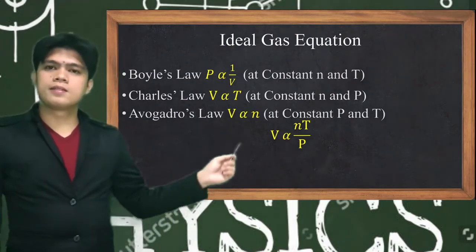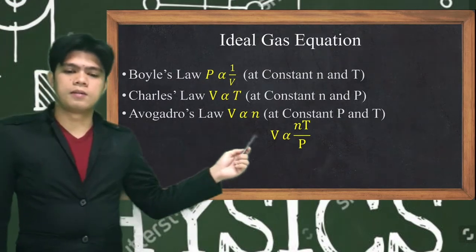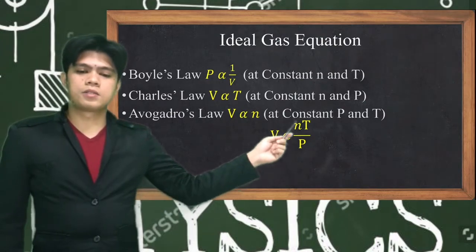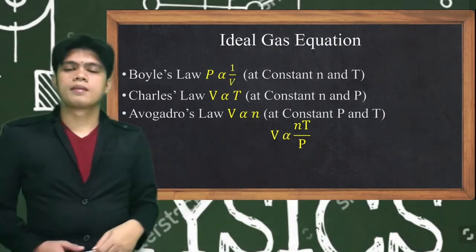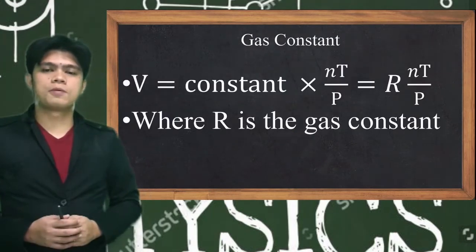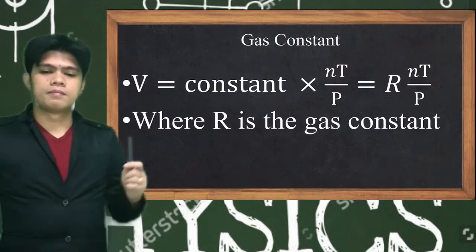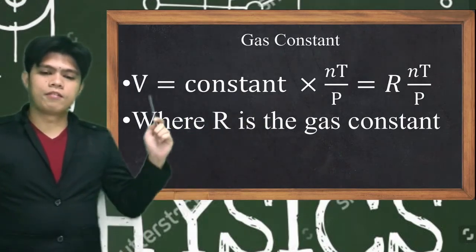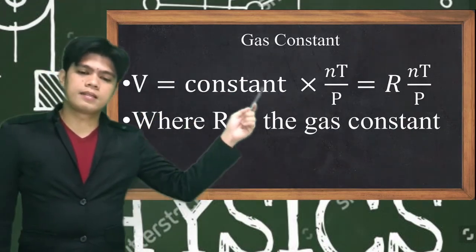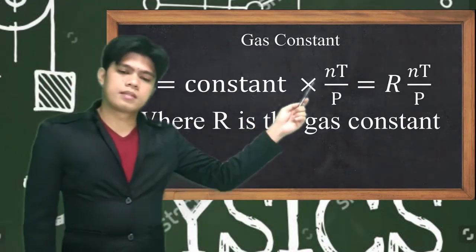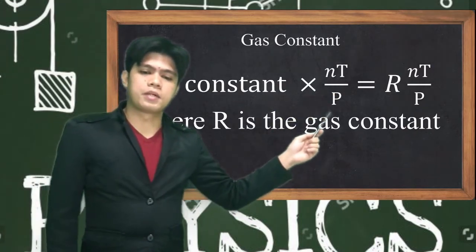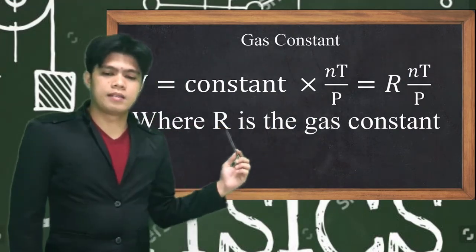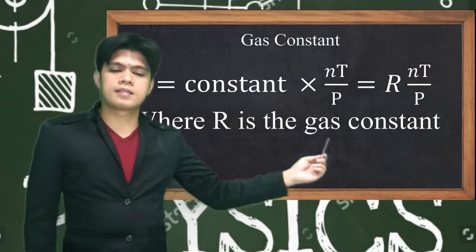So we can combine these laws into this relationship: volume is directly proportional to moles and temperature, but inversely proportional to pressure. Given the relationship, we can derive an equation by adding a constant. So now the volume becomes some constant times the number of moles times the temperature over pressure, where our constant is given by R, which we call the gas constant.